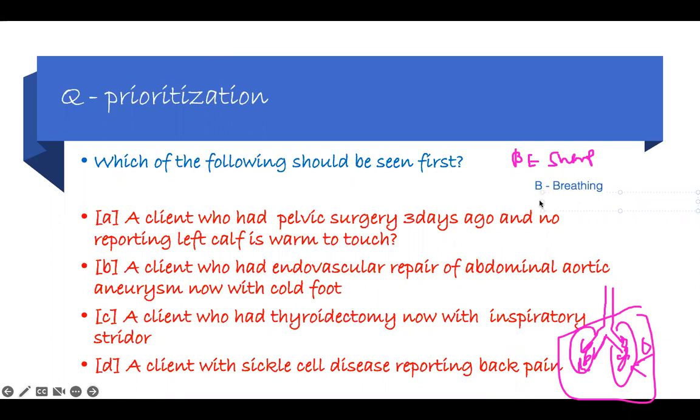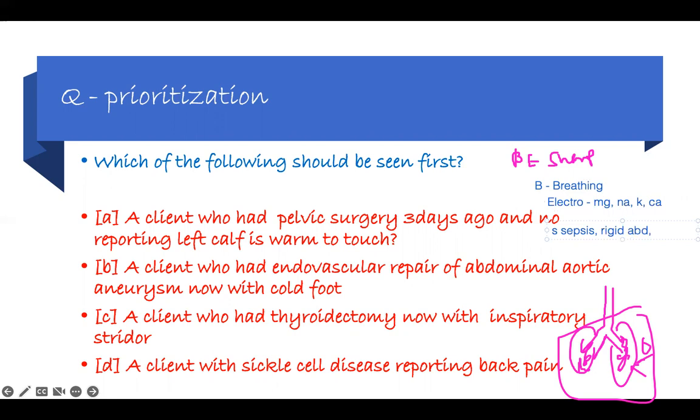Then the E is electrolyte. The common electrolytes are magnesium, sodium, potassium, and calcium. Whether the level is low or high, that's what you worry about. Then the S, the first S, is sepsis. So like infection, and look for the word rigidity. Rigid in the abdomen, rigidity in the abdomen.